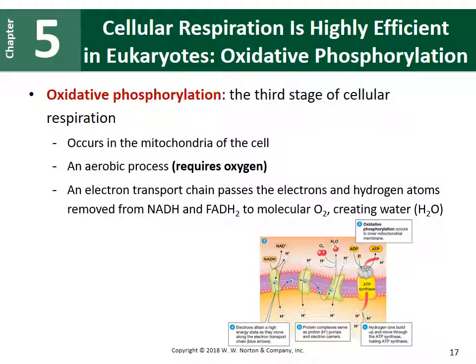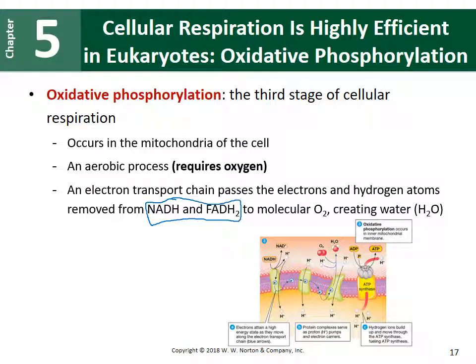So what happens is we have what's called an electron transport chain, and this is a group of proteins and other molecules embedded into a membrane. This electron transport chain is going to pass electrons and hydrogen atoms down the chain from one molecule to the next. Those electrons and hydrogen atoms come from our energy carriers, our NADH and FADH2.